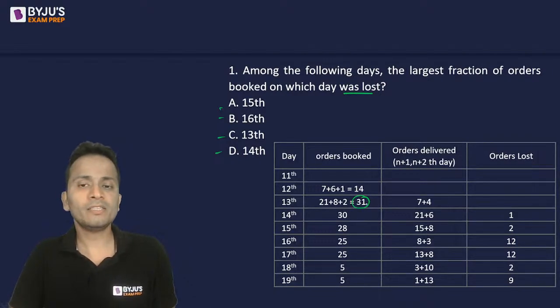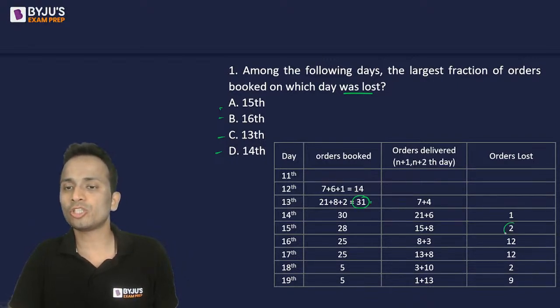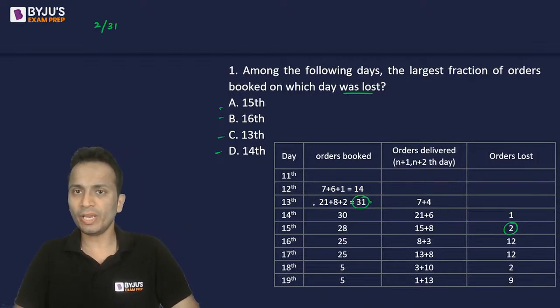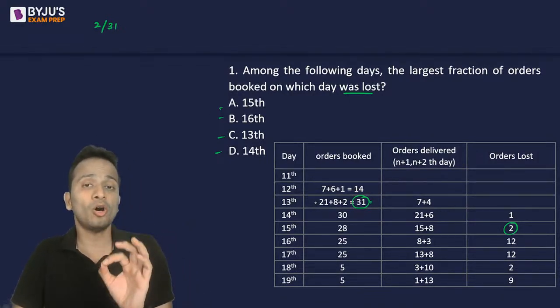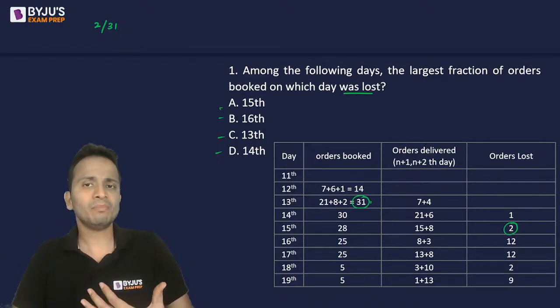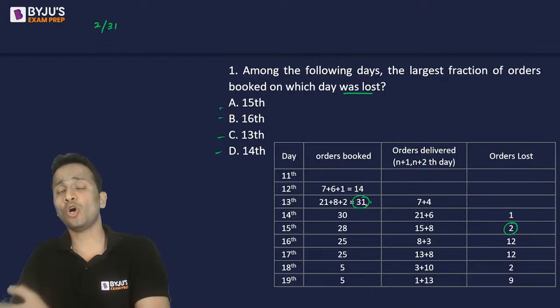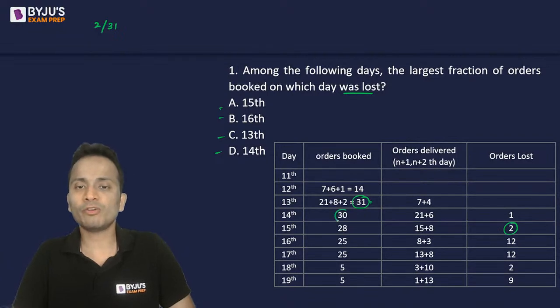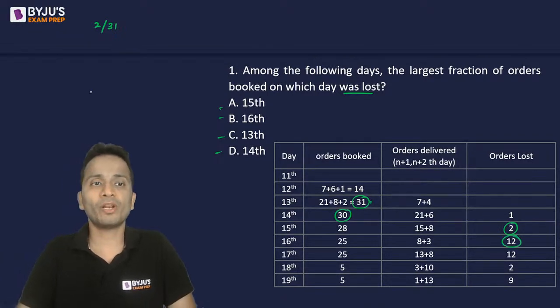No. On the 13th, 31 orders were booked, but these orders which are booked were marked as lost after 2 days. So for the 13th, 2 out of 31 orders were lost. What fraction of orders were lost that were booked on that day? Out of 31, 2 were lost, because anything which is booked will be marked as lost if it is not delivered after 2 days. Similarly for the 14th, out of 30 orders, 12 were lost. So 12 out of 30.